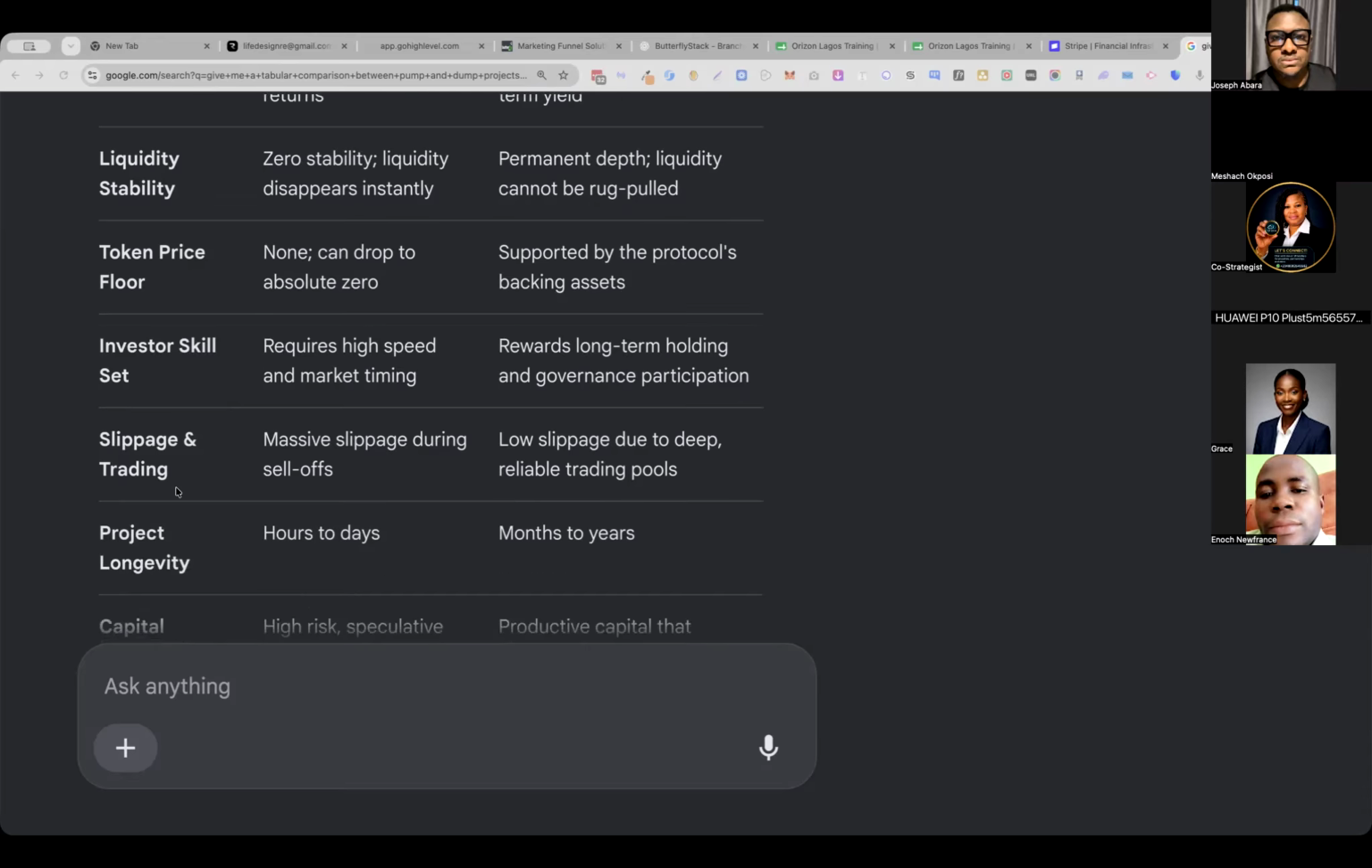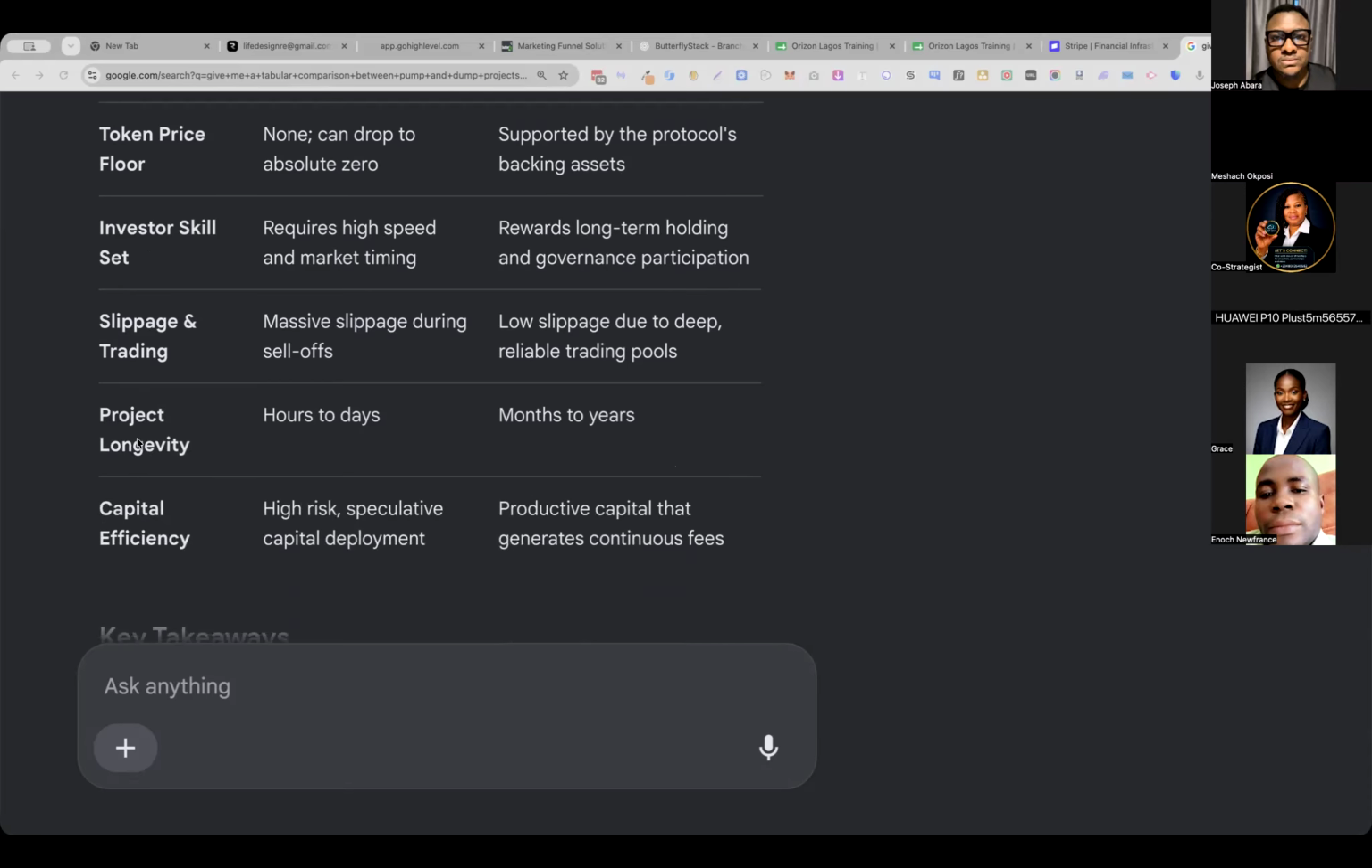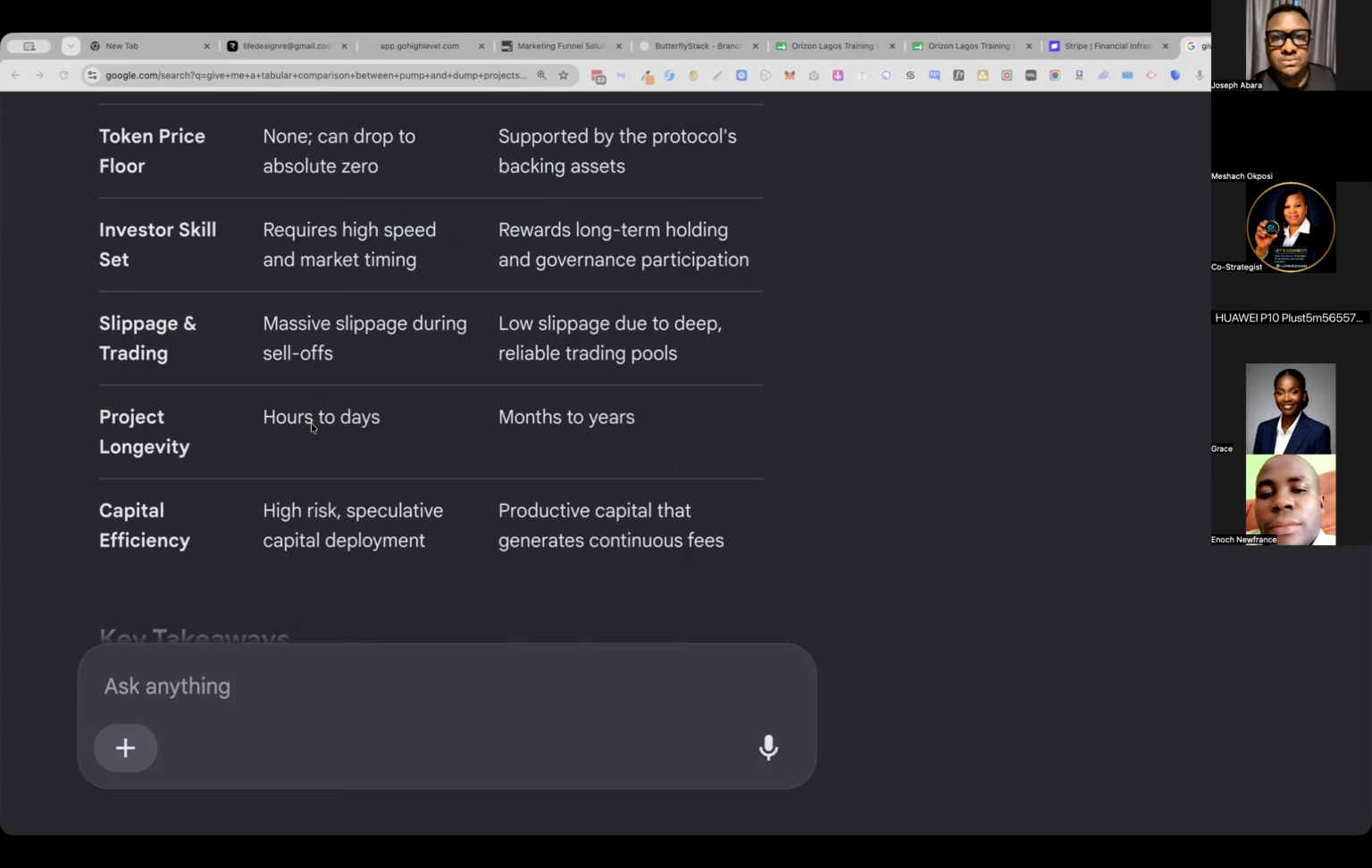Let me leave slippage and trading fees. Project longevity. What's the project longevity for a pump and dump project? Hours to days. The pump does not last. It can crash anytime on you. Only Bitcoin has been able to exceed this hours to days. The key projects, Bitcoin, Ethereum, Solana, have been able to hold their pump and the price of the pump for certain durations that are sometimes months, but not years. Bitcoin price rises and crashes every year. It cannot maintain a particular price for a long time.